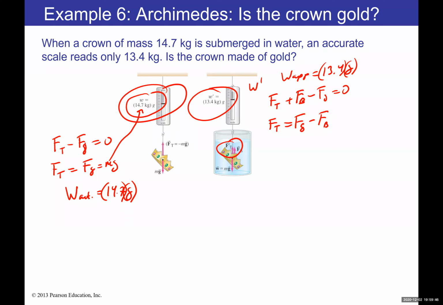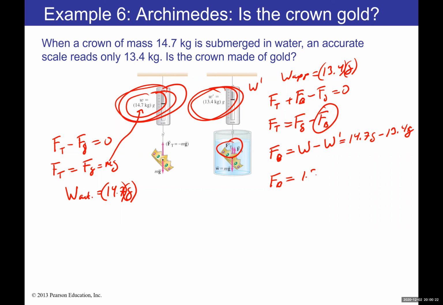In order for us to answer that, we first need to find the buoyant force. The buoyant force is the difference between the actual weight and the apparent weight. So this is 14.7 g minus 13.4 g. That means the buoyant force is just 1.3 times g, or 1.3 kilograms times 9.8. Remember, the buoyant force is the actual weight minus the apparent weight.